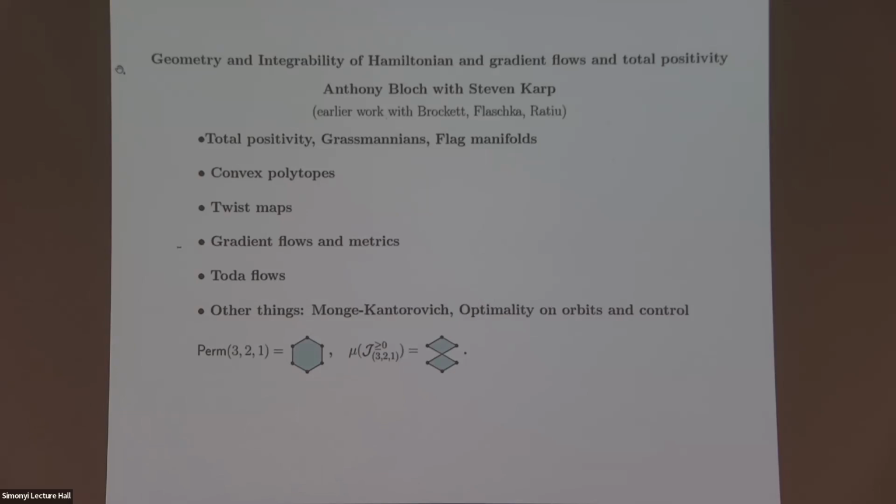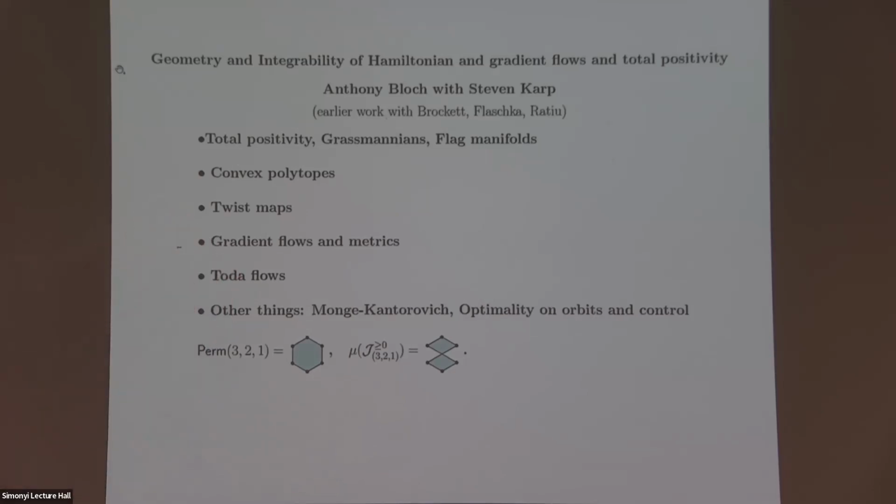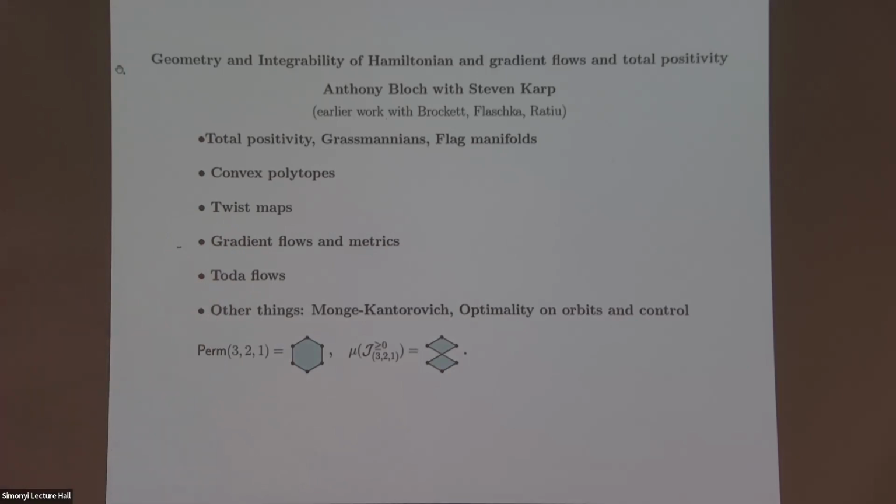Total positivity: I'm going to say something about what that is, and Stephen will say more tomorrow about its connections with other things. Basically, a totally positive matrix is a matrix all of whose minors are positive, as opposed to just the principal minors. That's the essential thing, but it's been developed in lots of different ways, as I'll describe as we go along. And it's related to flows and the topology of Grassmann manifolds and also flag manifolds.